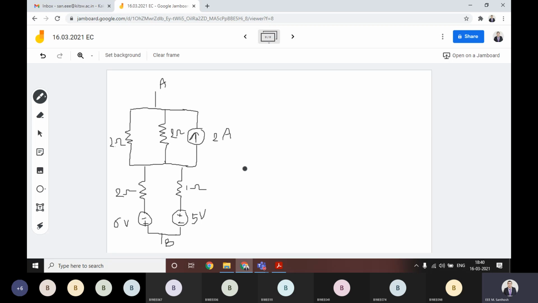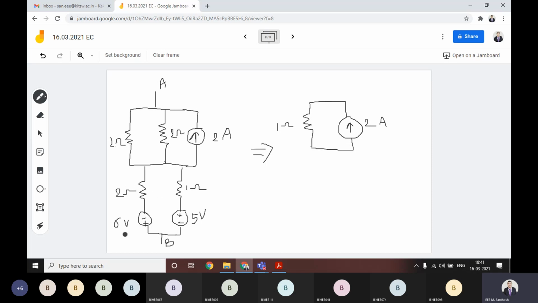Let me solve it for you. Okay. First step, you have 2 ohm, 2 ohm. Both are actually in parallel. That is the equivalent here, 1 ohm. 2 ohm, 2 ohm is actually converted to one resistor. That value is 1 ohm. As our friend told, both are in parallel. That combination will be in parallel with the current source, that is 2 amperes, right?